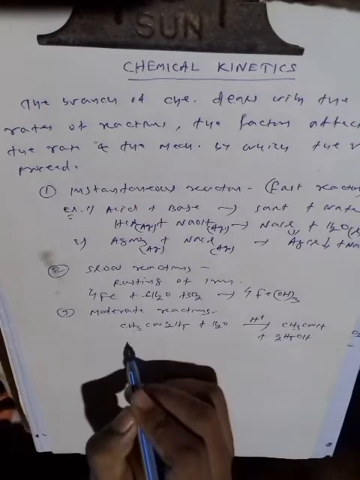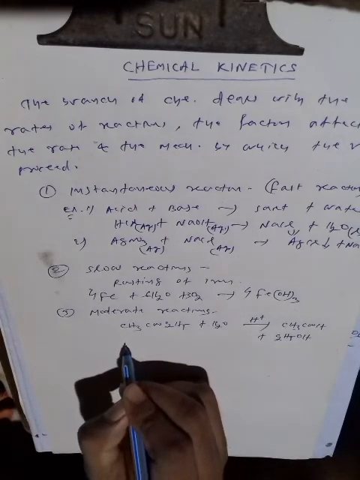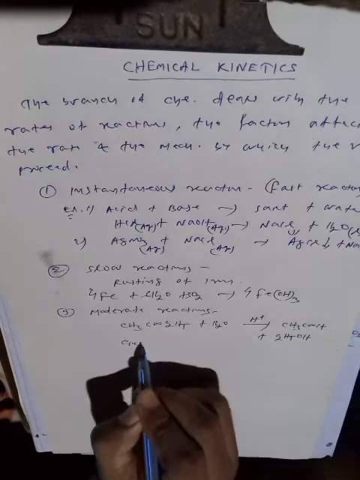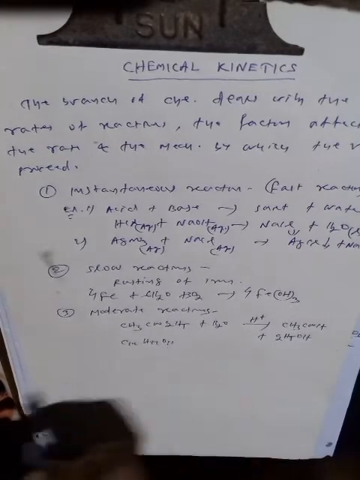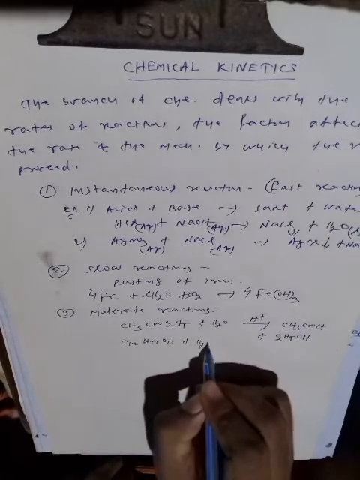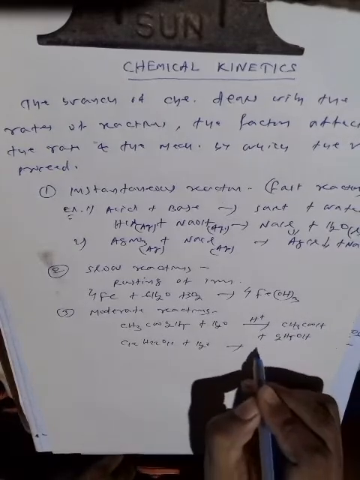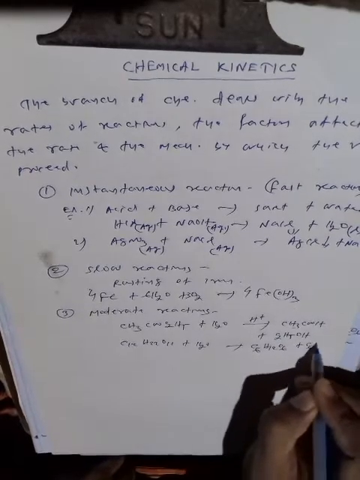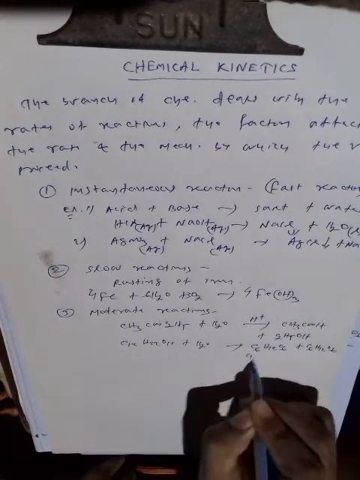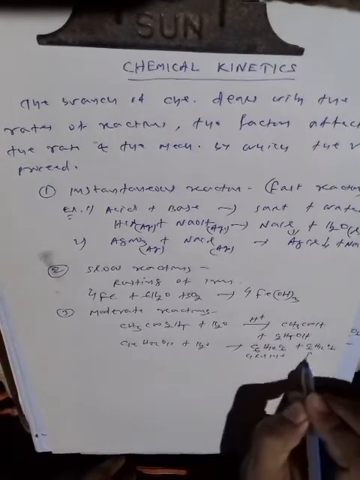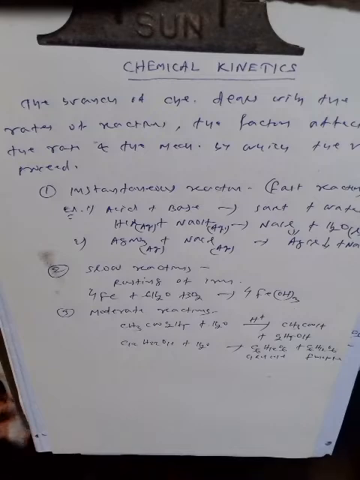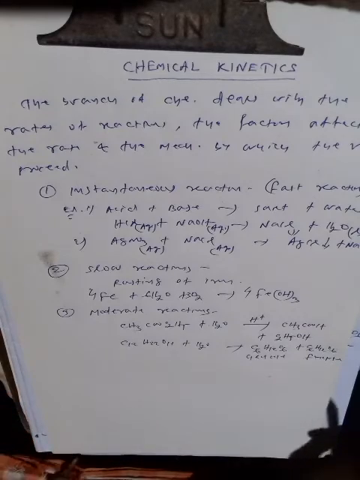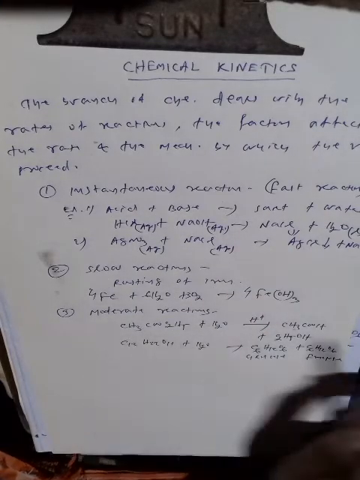Another example is hydrolysis of sucrose. Sucrose. The formula is C12H22O11. On hydrolysis, it gives glucose and fructose, C6H12O6 glucose and C6H12O6 fructose. Formulas are the same. This is also a moderate reaction. Okay, so these are the three types of reaction based upon the rates. These reactions are neither very slow nor very fast.